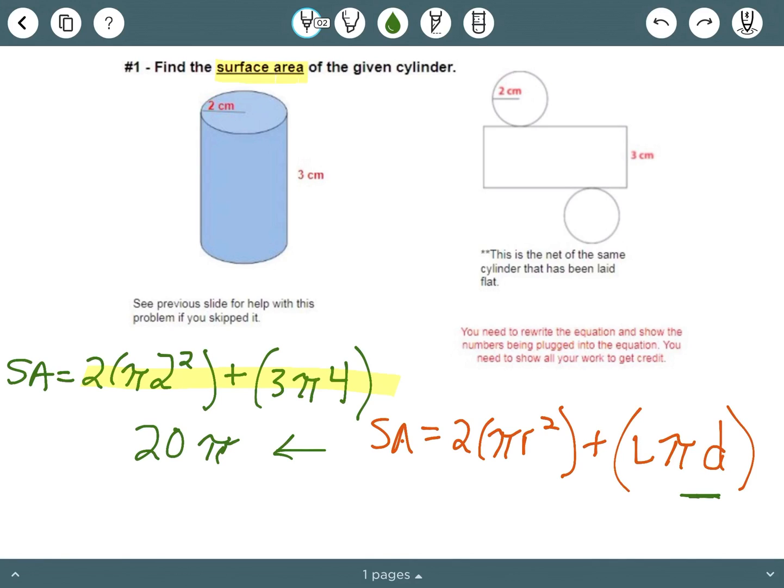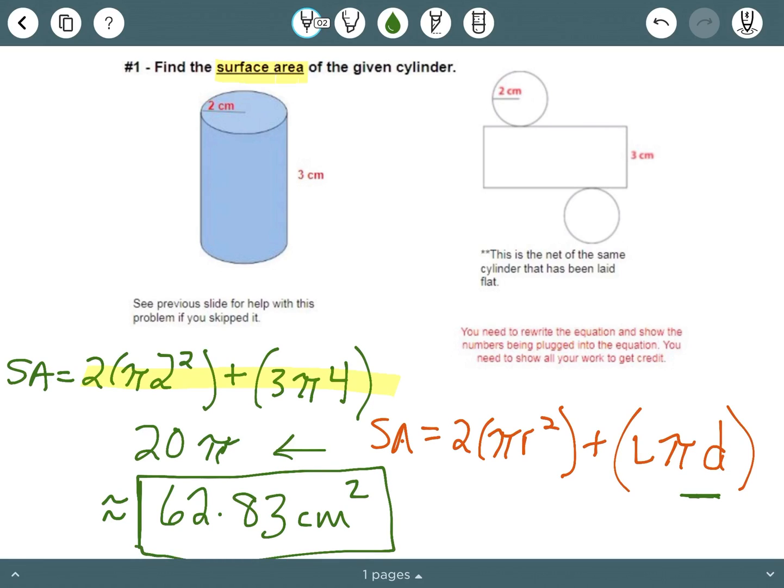So if we're doing a decimal approximation for our answer, if we round to the nearest hundredth, it's going to be about 62.83. Let's make sure we label it, centimeters, and it's squared because it's surface area. So this is our answer. Now, to go from this to this in your calculator, all you have to do is hit the double arrow button and then enter. All right, that is all for number 1.